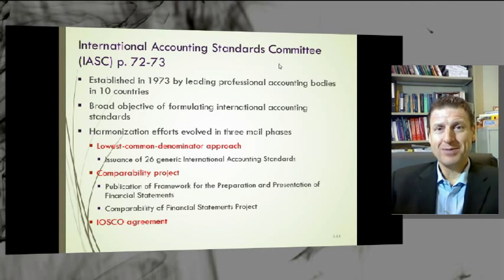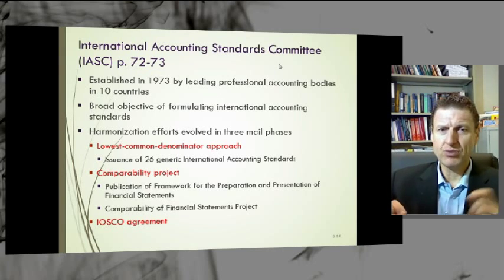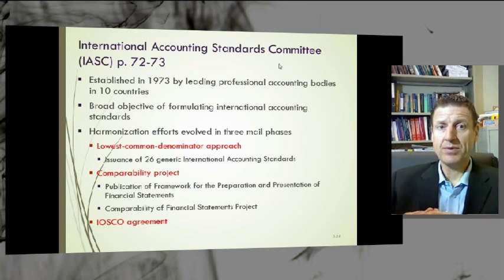The lowest common denominator approach, that is, they issued 26 generic international accounting standards, just the basic standards which they felt were the low-hanging fruit and could be applied everywhere very, very quickly. Then they got on to the comparability project, where they published a framework for the preparation and presentation of financial statements. And also they focused on the comparability of financial statements project. And then came the IOSCO agreement.